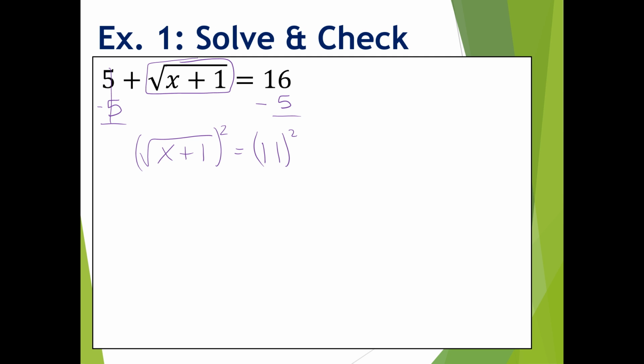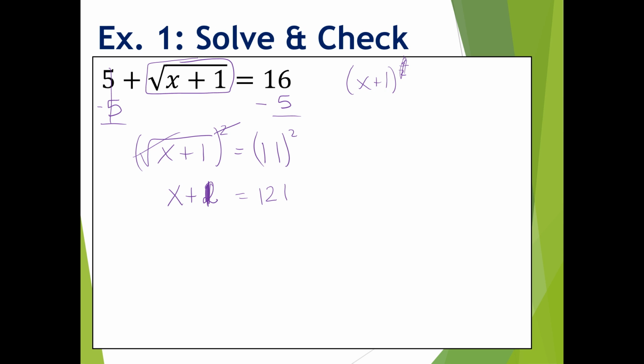Some people think that they need to bring this 2 in and put it on the x and make that x squared or something. You do not want to do that here. If you have a radical and an exponent, they're going to cancel each other out, and we're left with x plus 1. Again, the whole reason for that is because you're really doing x plus 1 to the power of 2 over 2. So that just gives us x plus 1.